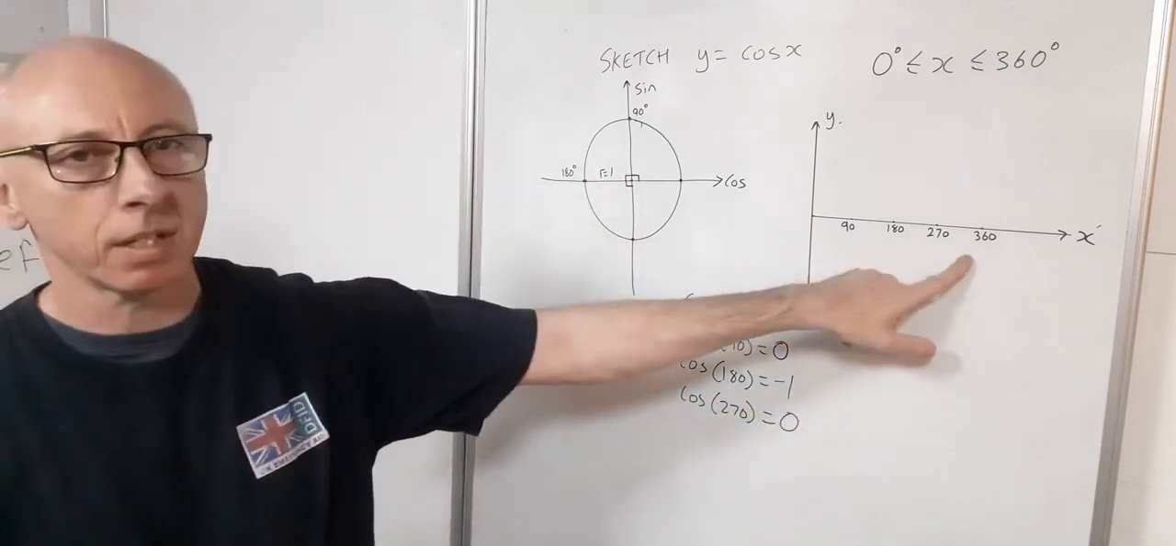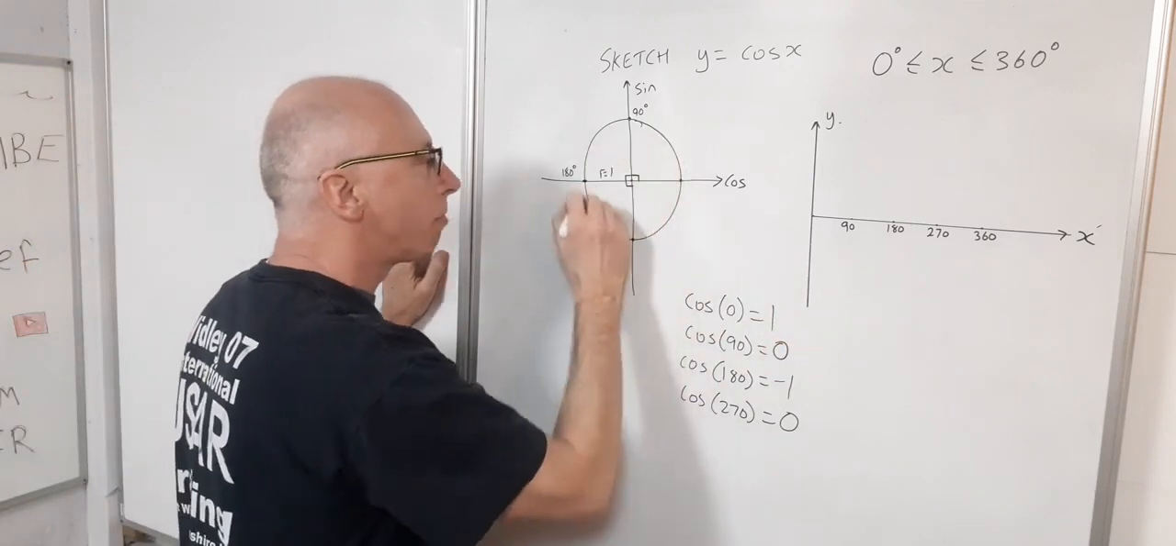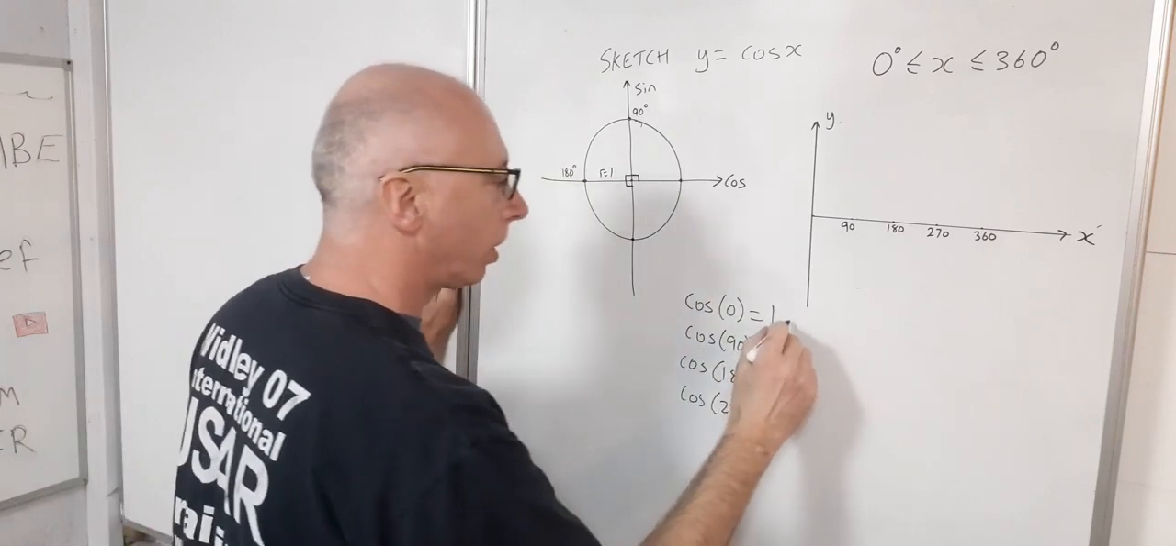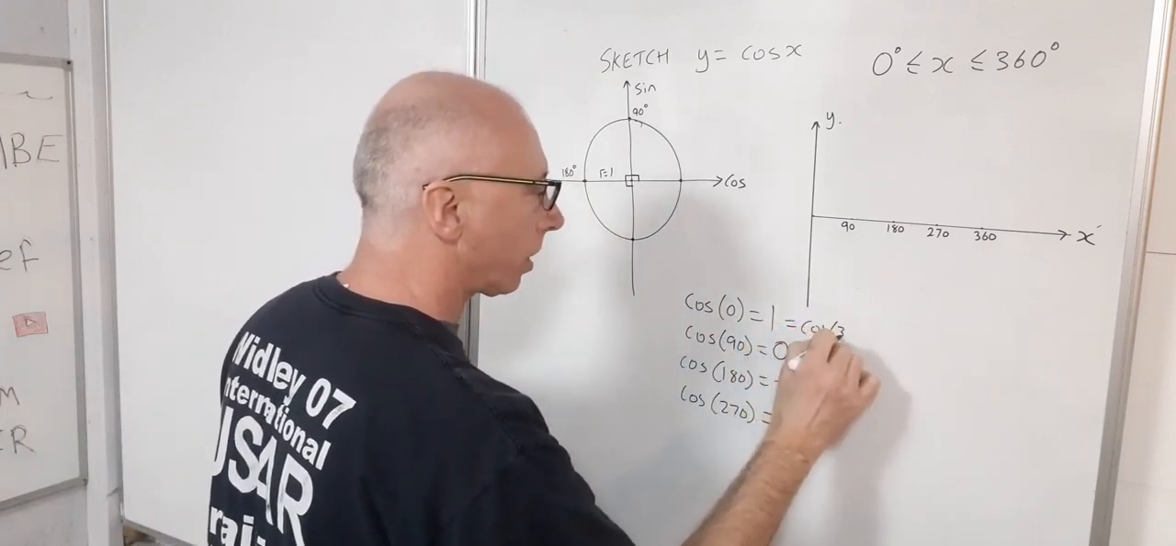And then back to 360. So I go all the way around and back again. Cosine of 360 is the same as cosine of 0, which equals 1.